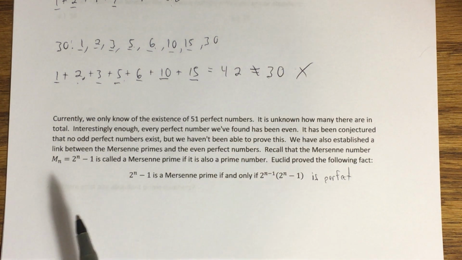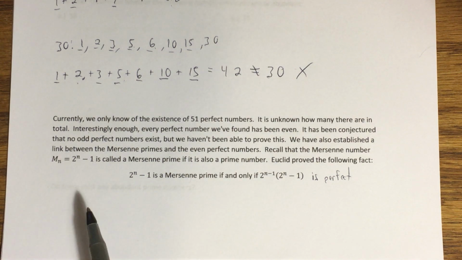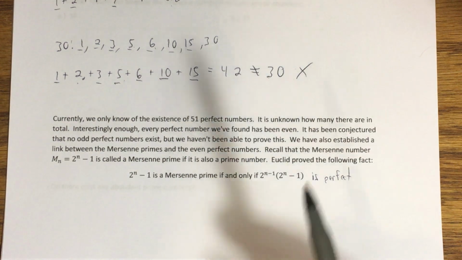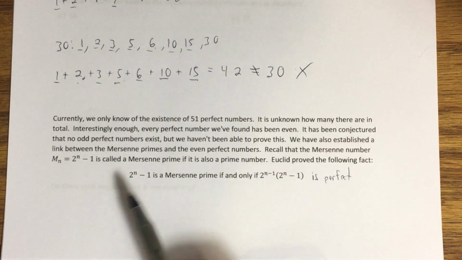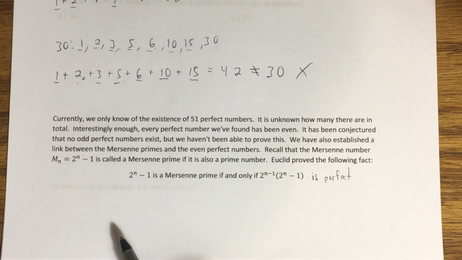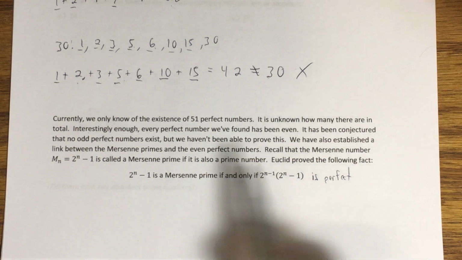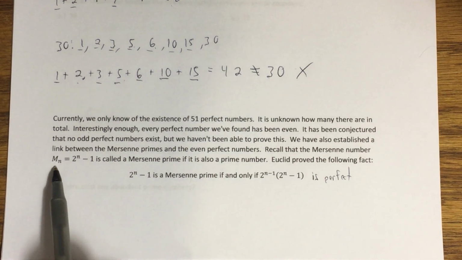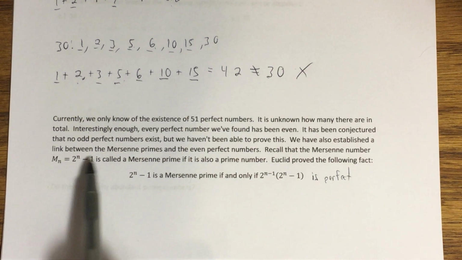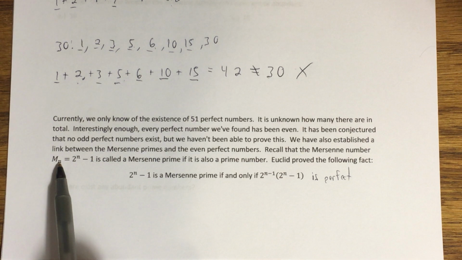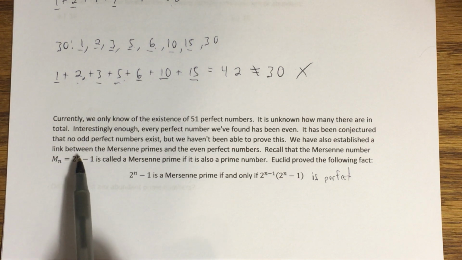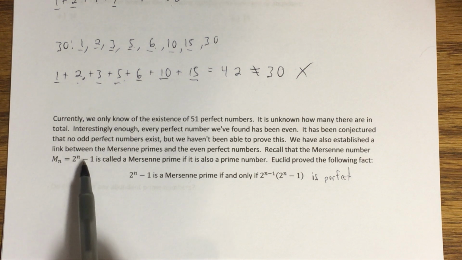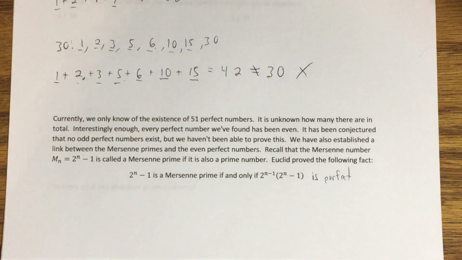Interestingly enough, for all of the perfect numbers that happen to be even, we have an interesting connection between those specific perfect numbers and the Mersenne primes that we talked about in section 5.2. So remember the way that we define a Mersenne number, Mn, it's equal to 2 to the n minus 1. So if n is equal to 2, then this would be 2 to the second power minus 1, which is 3. Or if n is equal to 4, this would be 2 to the fourth power minus 1, which is 15. Those are Mersenne numbers.